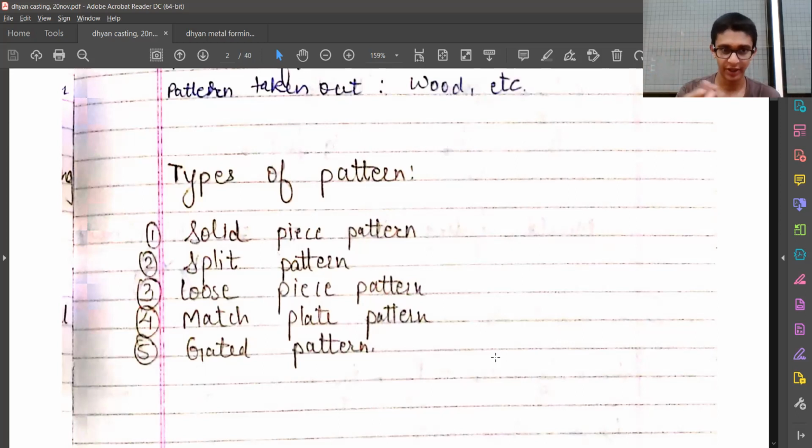mold it, so we ram the sand, and then when we need to take out the wooden pattern from the mold, we can take the first part outside, then the other part will become loose. Before taking the first part, the second part is fixed, we cannot take that out. Then after taking the first, we can take the second, then the third. So that's the loose piece pattern. The fourth is the match plate pattern, where we have two plates matched on cope and drag, and that's how the pattern is formed. And there can be multiple other types of patterns also. This is the basic one.